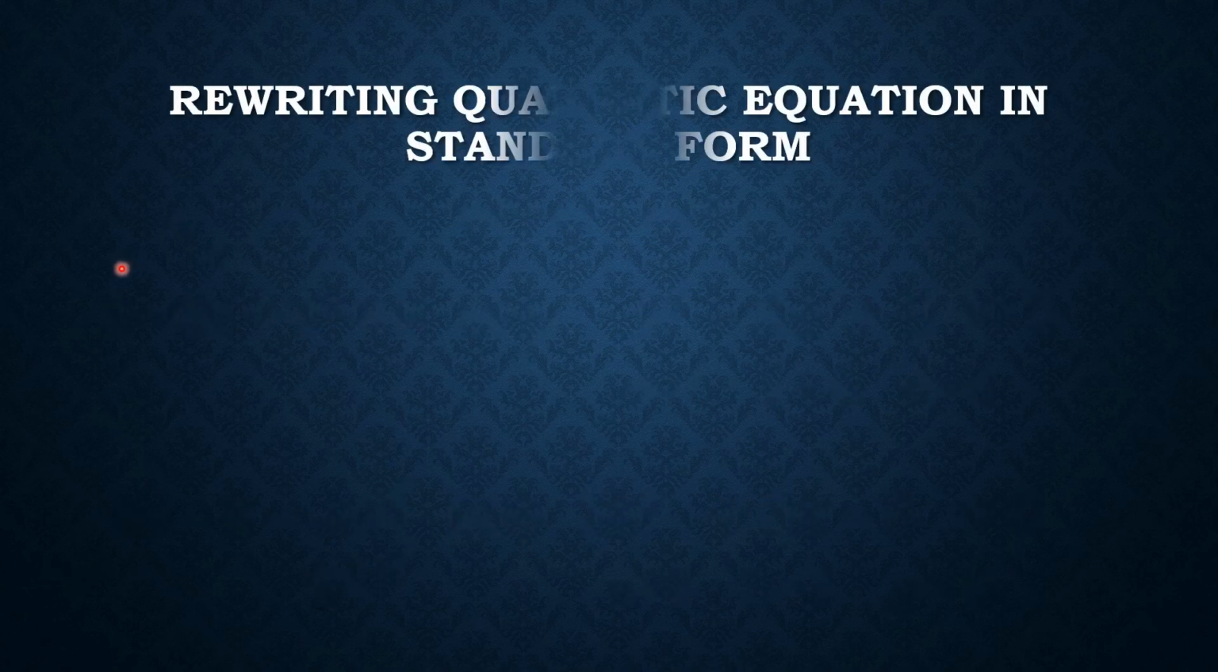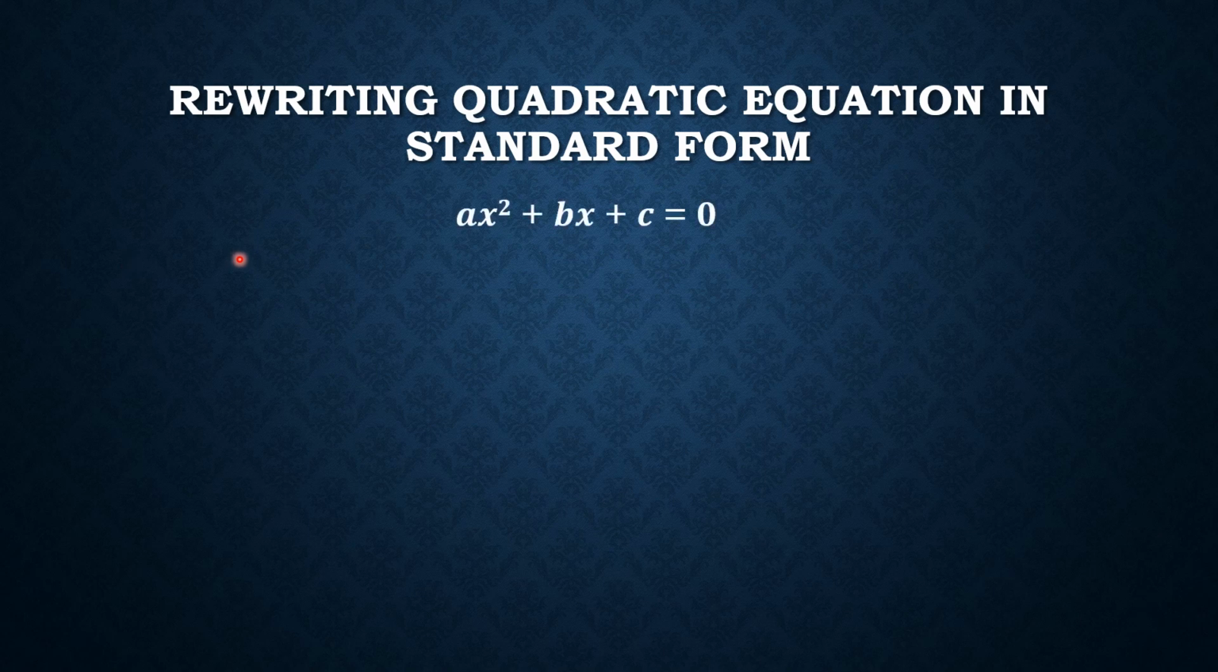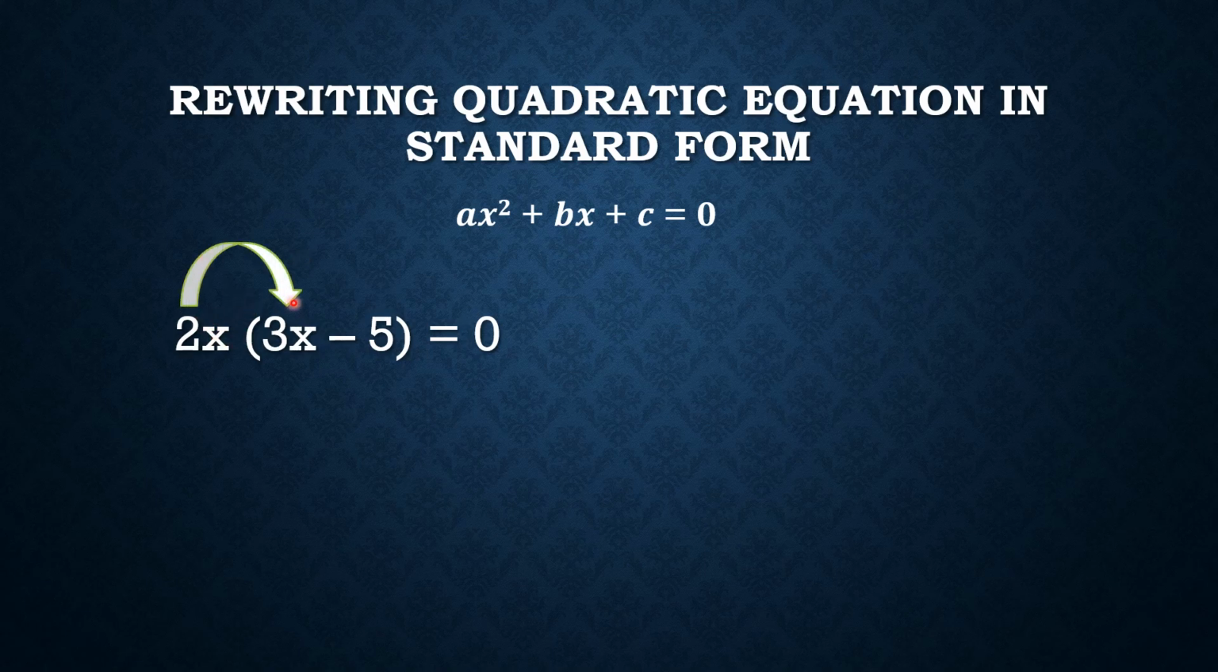Now, let's rewrite quadratic equation in standard form. So, take note, as I mentioned earlier, not all quadratic equations are written in standard form. If you look at this example, 2x times the quantity 3x minus 5 is equal to 0. This is a quadratic equation, okay, in one variable. But it's not written in standard form. So to do that, we need to distribute this. Apply distributive property on the left side.